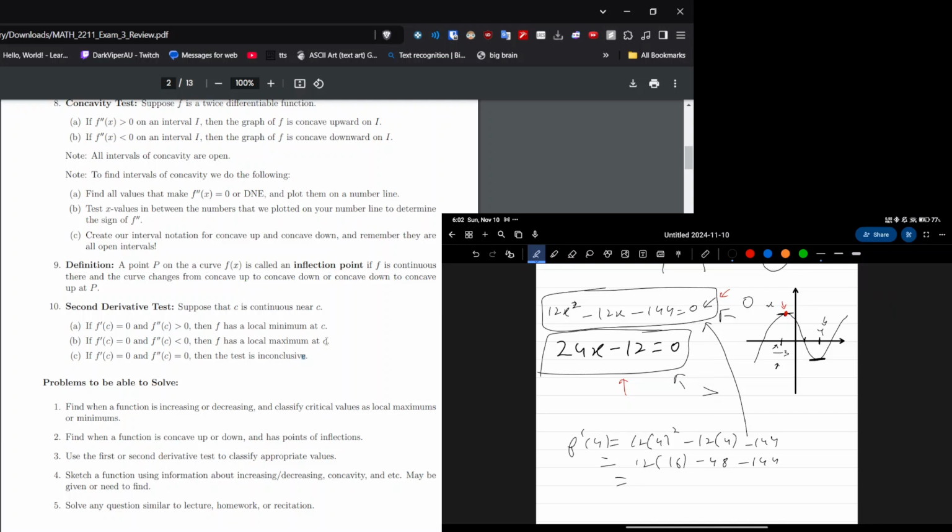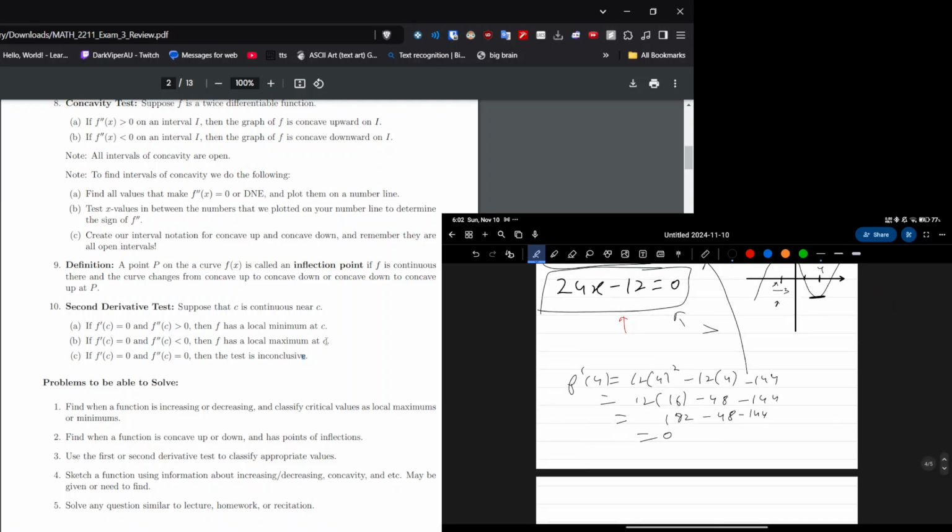So 12 times 16 is 192, minus 48, minus 144, which is 0. Perfect. This proves that this point is on the part of the slope when the slope is 0.